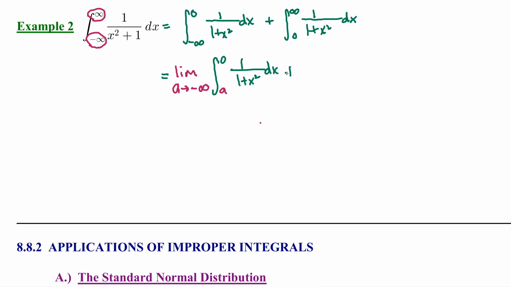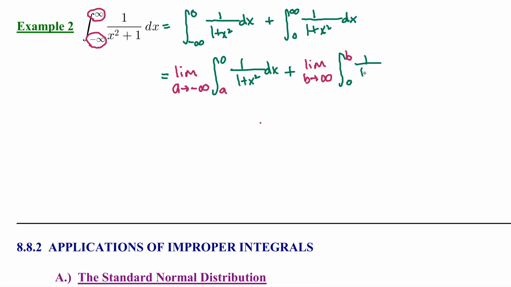Let's work on our second integral. We can make this one proper by introducing a limit operator. For the upper limit, I'm going to use b, and we'll allow b to go to infinity. No change is necessary for the lower limit, but we are going to rewrite that upper limit as b.